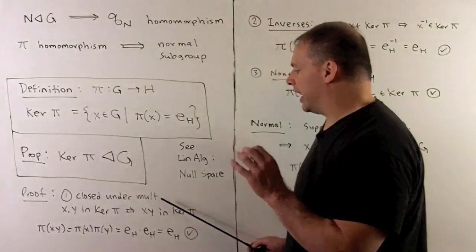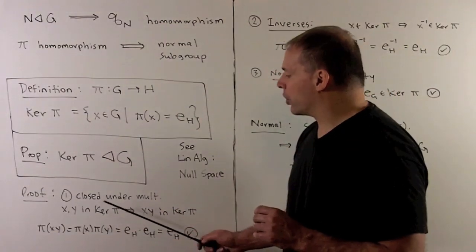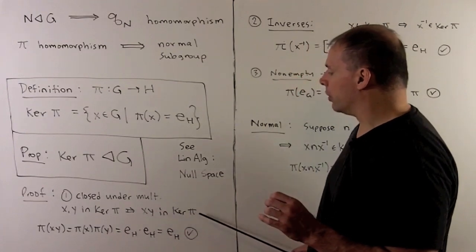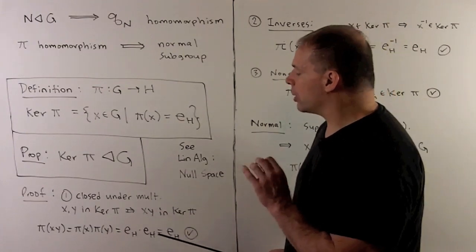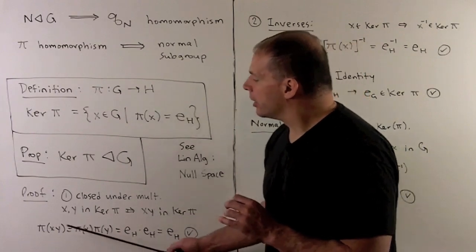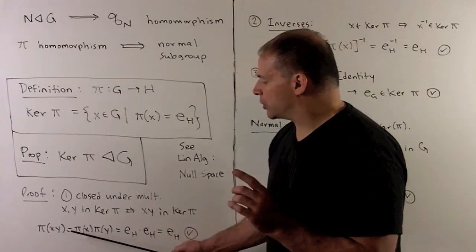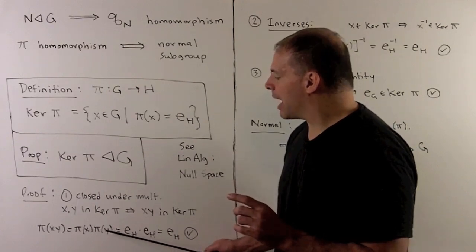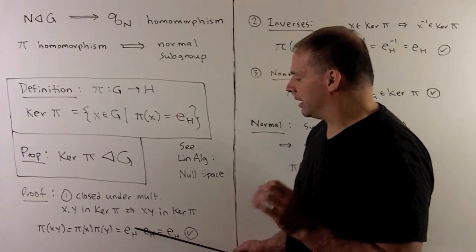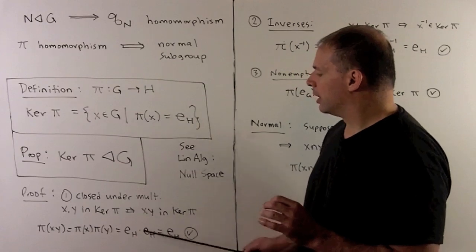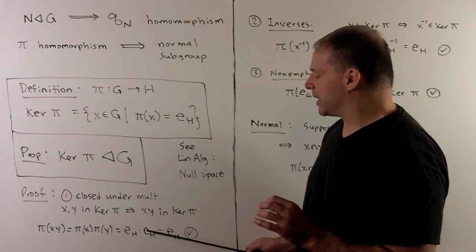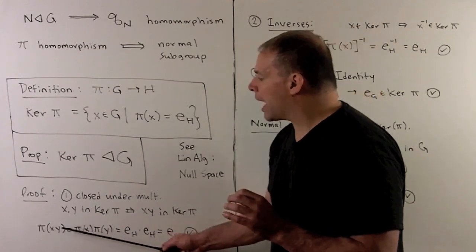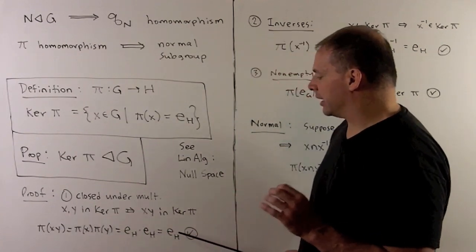For closed under multiplication, x and y are in the kernel of pi. We want to show that xy is also in the kernel. So we just follow our nose. We're going to take xy, apply pi. We can split it by the homomorphism property. Then pi of x and pi of y both go to the identity in H. Then identity times identity is identity, and that's what we were looking for. So xy is getting sent to the identity.